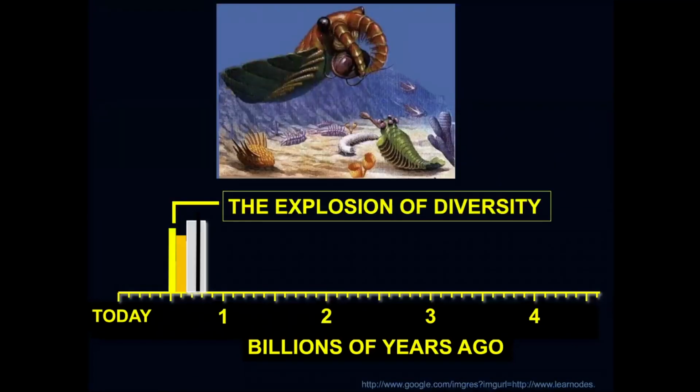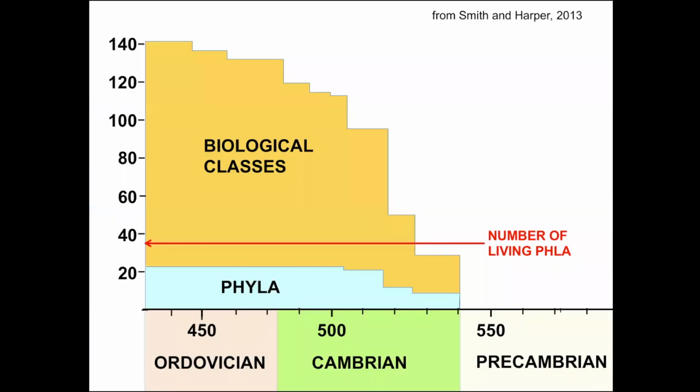But whatever it was, it set the stage for an explosion of diversity. Suddenly, starting about 543 million years ago, we have an explosion of life forms. We have most of the major phyla that we know today, the big building blocks of biological classification, and the classes, which are another group of biological groupings, you can see just grew dramatically during this early period of the Earth's history.